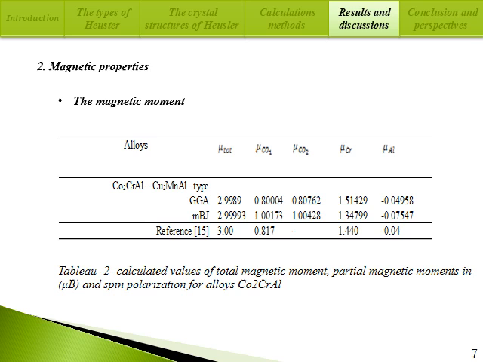The total magnetic moment of our compounds with the atoms at the optimized lattice parameters is shown in Table 2. The total magnetic moment is about 3 Bohr magnetons for the full Heusler for both GGA and GGA-mBJ approximations.